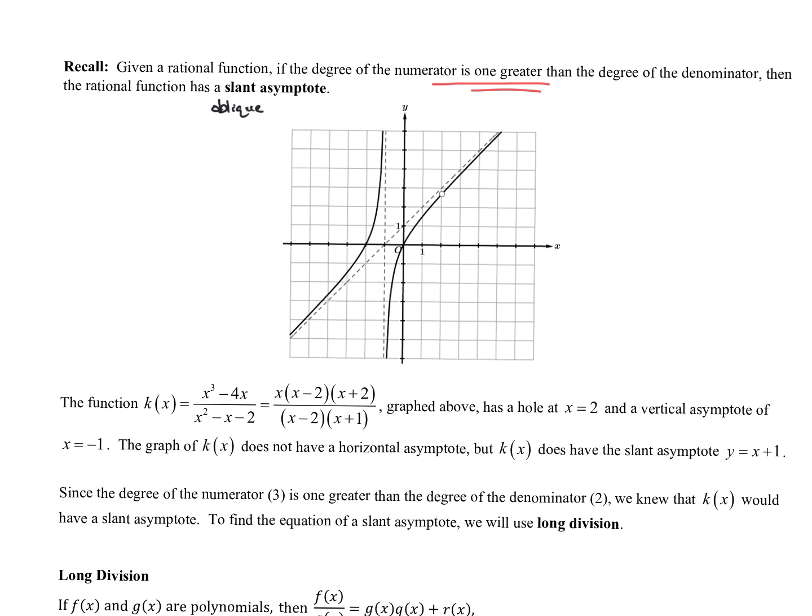The function k of x equals x cubed minus 4x over x squared minus x minus 2, graphed above, has a hole at x equals 2 and a vertical asymptote at x equals -1. The graph of k of x does not have a horizontal asymptote, but k of x does have a slant asymptote at y equals x plus 1.